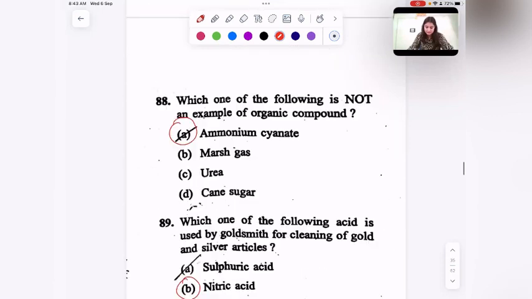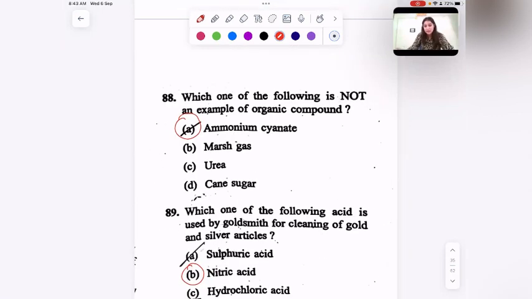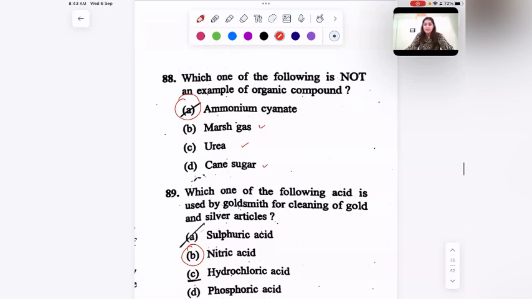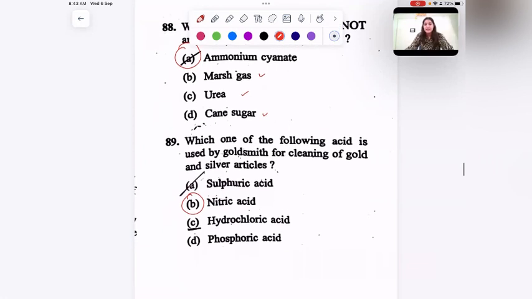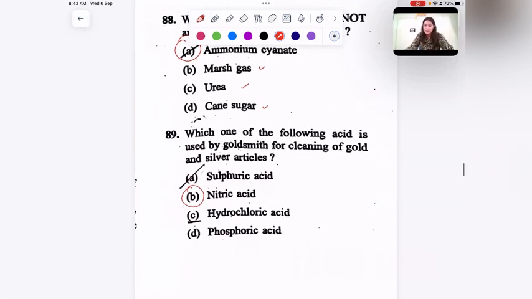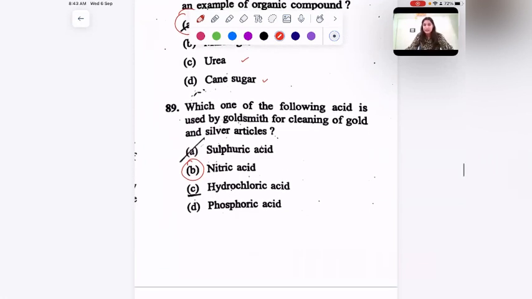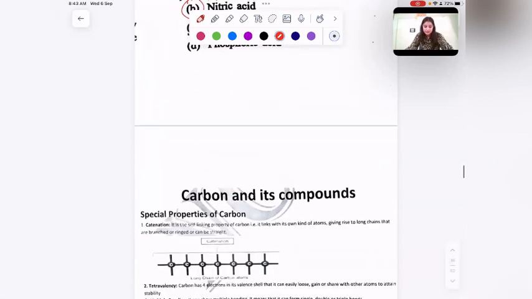Next, which one of the following is not an example of an organic compound? We know marsh gas is methane, it's an organic compound. Urea is the first organic compound discovered. Cane sugar is organic. So option A, ammonium cyanide, is not an organic compound. Next, the acid used by goldsmiths is nitric acid to clean gold and silver articles.